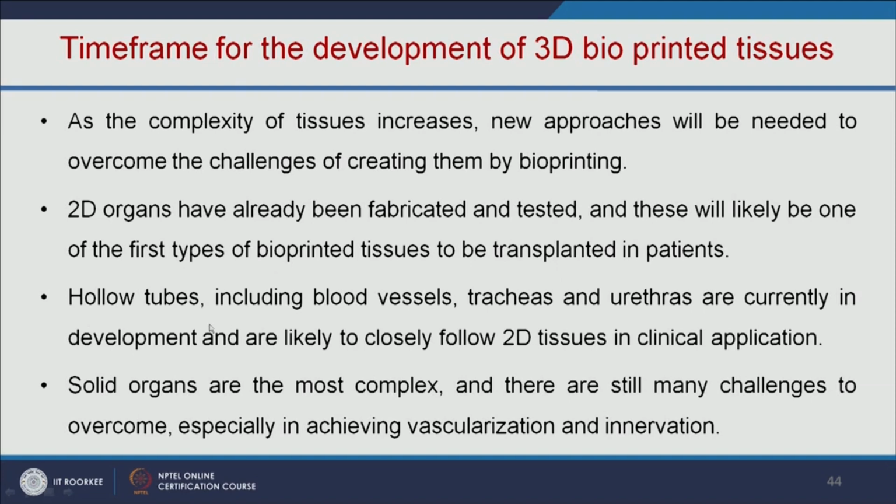And the next one is hollow tubes including blood vessels. The scientists have already developed hollow tubes and they are in clinical trial. And the third one is solid organs. These are the most complex and there are still many challenges to overcome, especially in achieving vascularization and innervation.